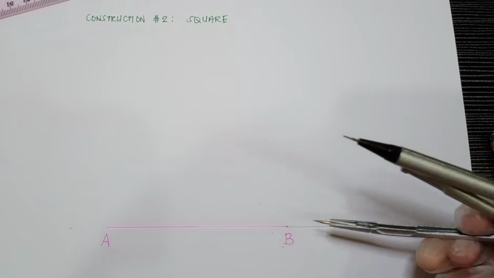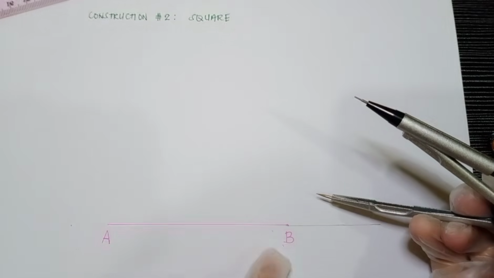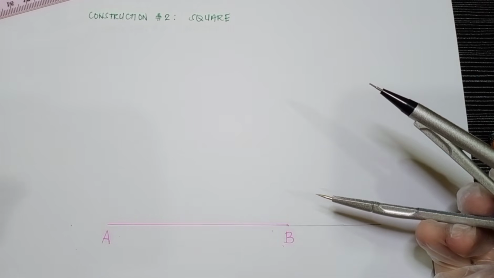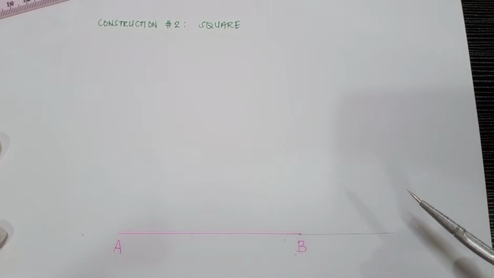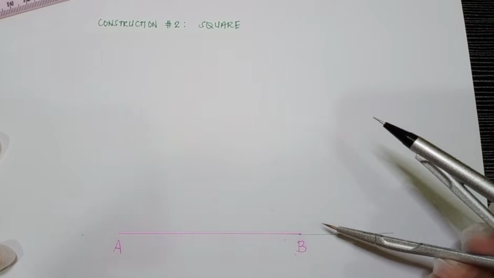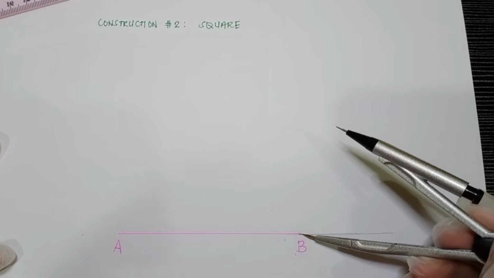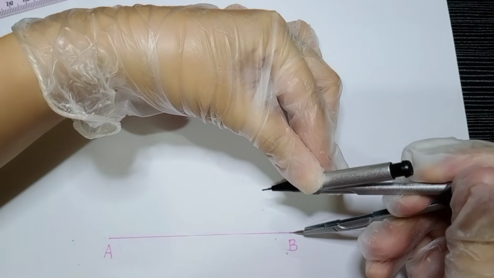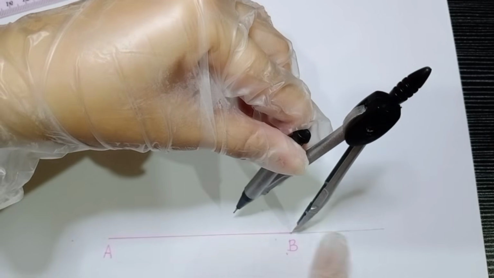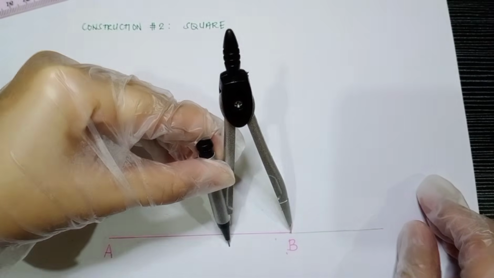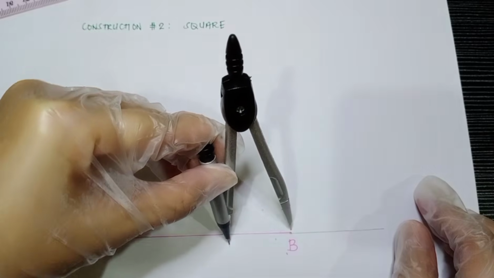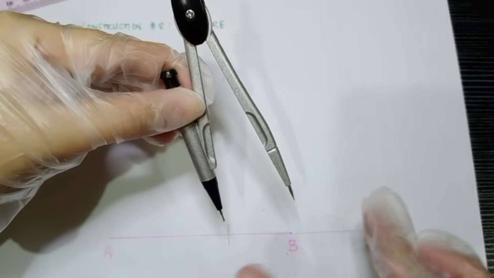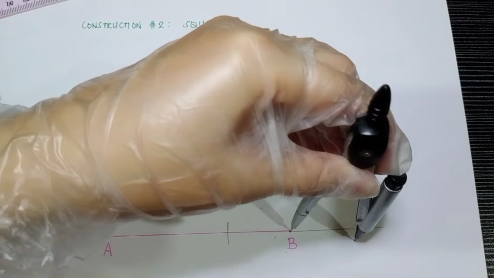Second step po natin, gagawa po tayo ng perpendicular line dito po sa B. So, paano tayo magfo-form? Okay, so gagawa po tayo ng perpendicular line dito sa B. So, tapat po natin ito dito. Ngayon, mag-create muna tayo ng arc sa left and right ng B natin. So, gawa po tayo ng arc sa left and right. So, gawa ka ng arc dito. Gawa po tayo ng arc. Kung ano po yung radius na ginamit nyo dito, ganun din po sa kabila. So, gagawa po tayo dito ng another arc.